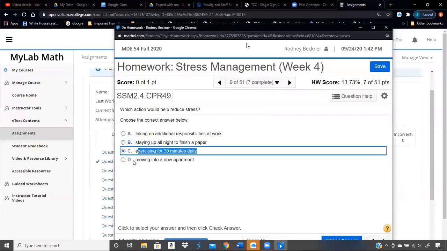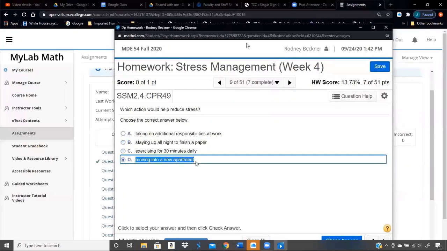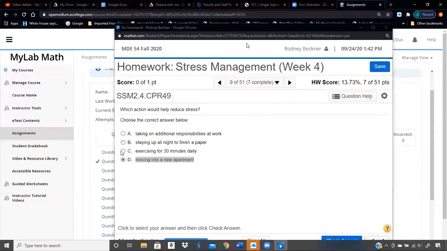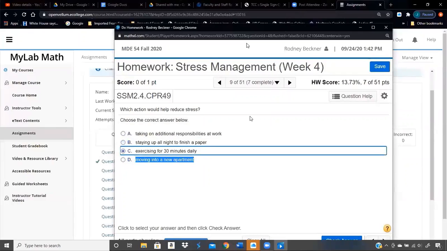Exercising for 30 minutes a day, moving into a new apartment. Moving is usually a stressor. What do we got? I got some votes for C. Exercising 30 minutes a day. I kind of already predicated this one earlier that exercise is always great. 30 minutes a day is, I would say, the doctor recommended value.